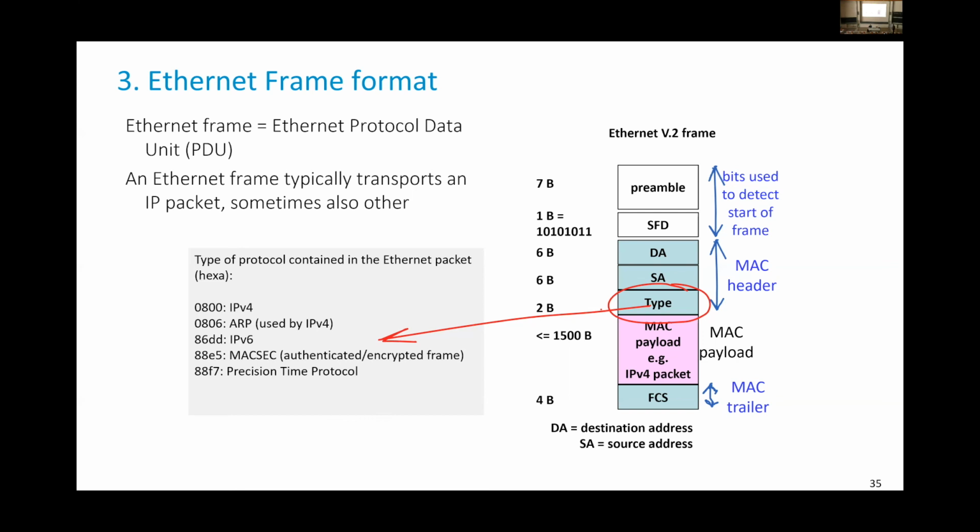We mentioned the Ethernet frame several times. Here is one of the two standard Ethernet frame formats, the most common one, but not the only one that is used. The Ethernet frame contains a destination address and a source address, which are MAC addresses. We've mentioned them already. They are 6 bytes.